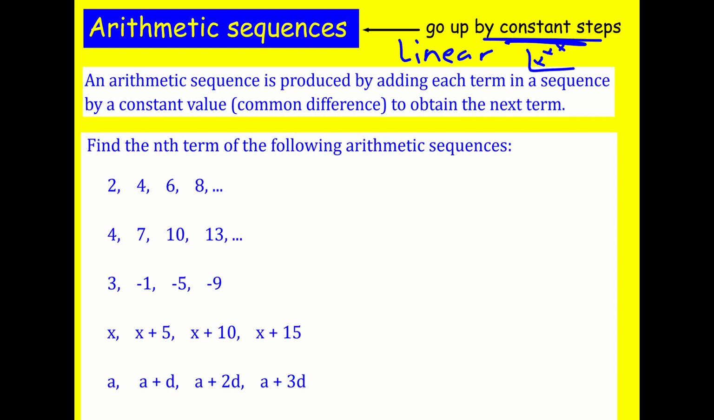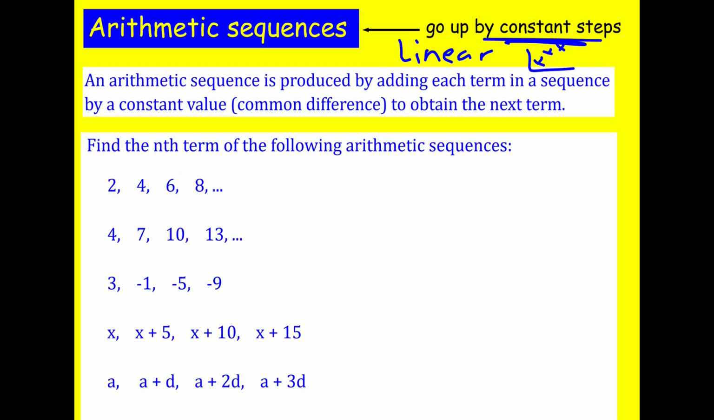Now, what I'd like you to do is use a method of your choice and find the nth term of these sequences. So pause the video and have a go at doing that. All right, I'm going to go through this.